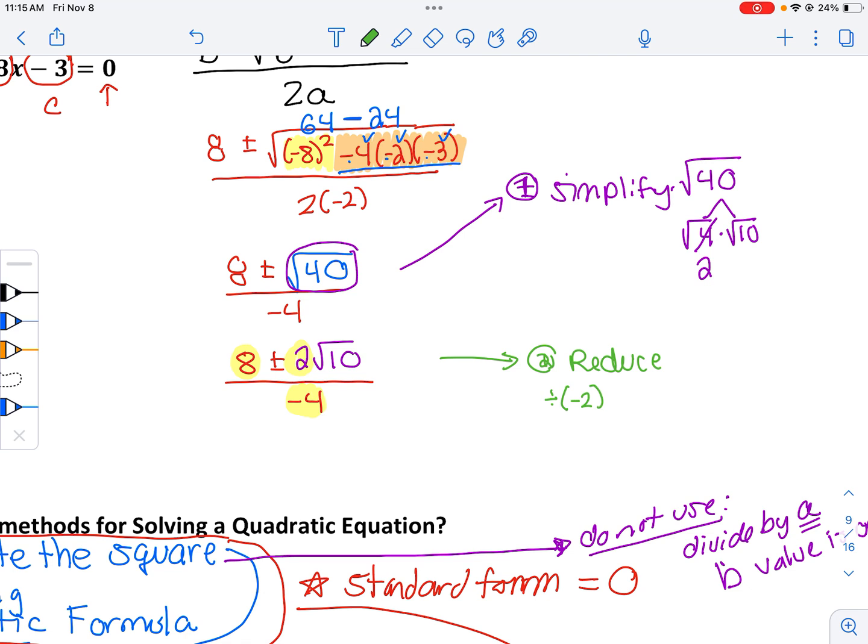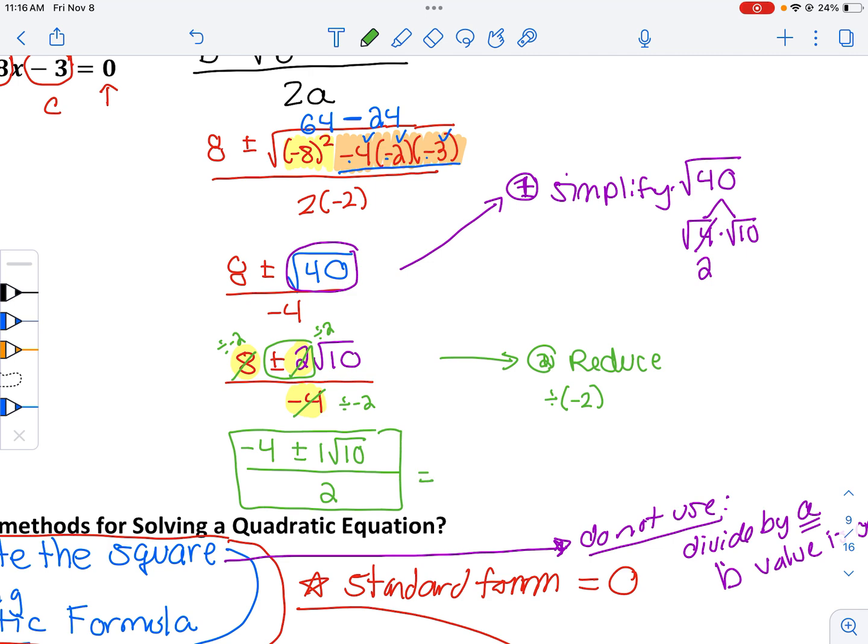Okay? If I divide 8 by -2, I'm going to get -4. In the denominator, if I divide -4 by -2, I get +2. Now, this part confuses people a little bit. Since there's already a plus minus, we don't have to worry about the negative. When I divide 2 by 2, I get 1. So right here, I'll have plus minus 1 square root 10. And then I can leave it like that.